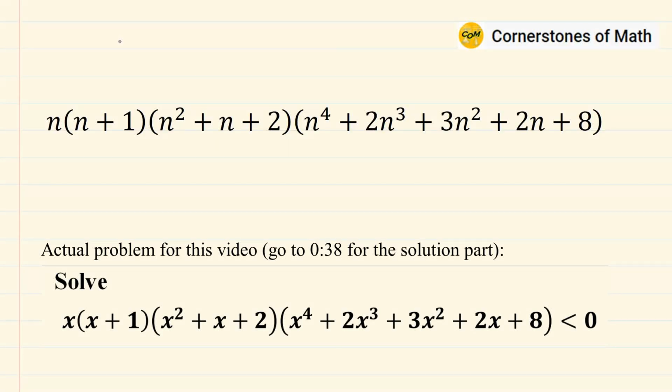So this video is inspired from my last video, which you can check from the link in the description or at the top right corner. In my last video, I obtained an expression which contains this: n plus 1, n squared plus n plus 2, n to the power 4 plus 2n cubed plus 3n squared plus 2n plus 8. And it occurred to me, hey, how about making an inequality out of this?